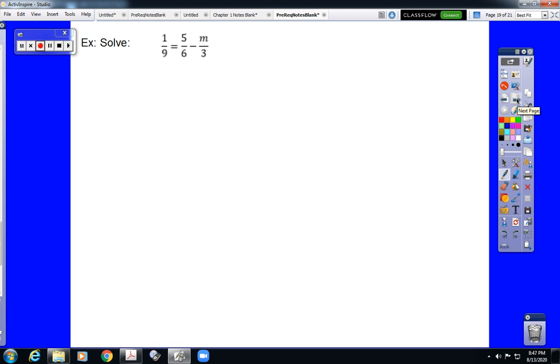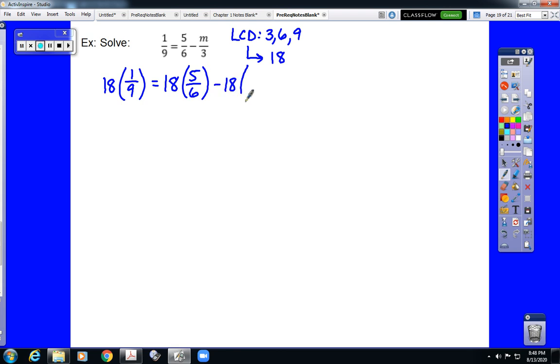One more. Here we are looking for the LCD of 3, 6, and 9. The first number that is divisible by all three is 18. So we would do 18 times 1/9 equals 18 times 5/6 minus 18 times m over 3. Division. 18 divided by 9 is 2. 18 divided by 6 is 3. 18 divided by 3 is 6. Then we do the multiplication.